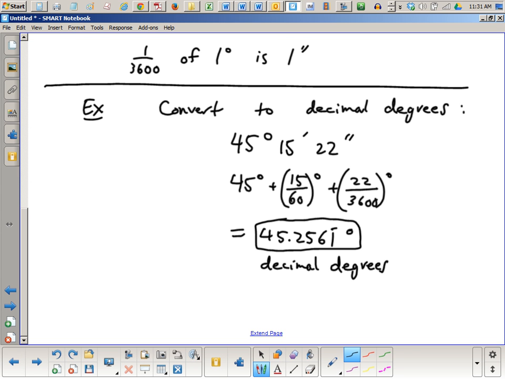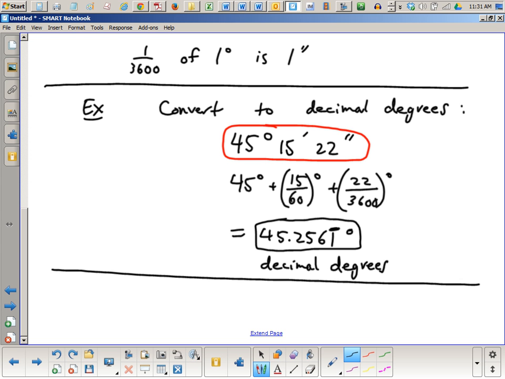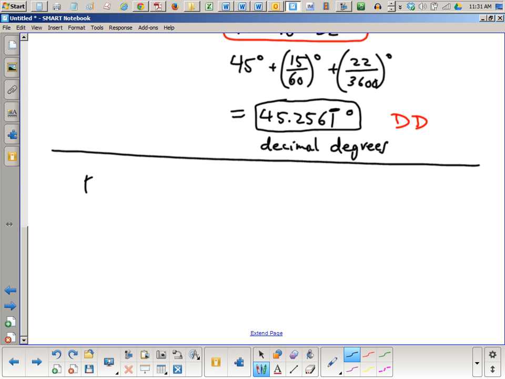But if I was a pilot or a ship's captain or an astronomer or something, I might prefer this system here. It's the same thing. It's just a different way of looking at the angles between 45 and 46, you know. Okay, so how do you convert from DMS, degrees, minutes, seconds, to decimal degrees, DD? You take the minutes and divide it by 60, you take the seconds, divide by 3600, and you add it all to the whole number of degrees you have. Pretty straightforward.